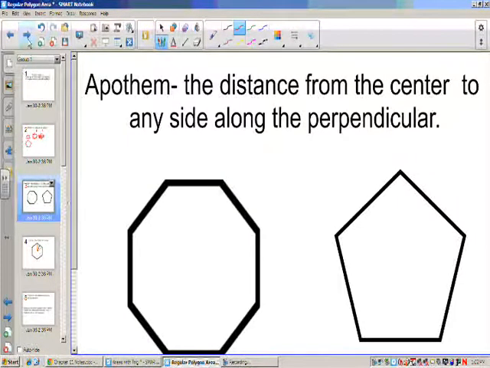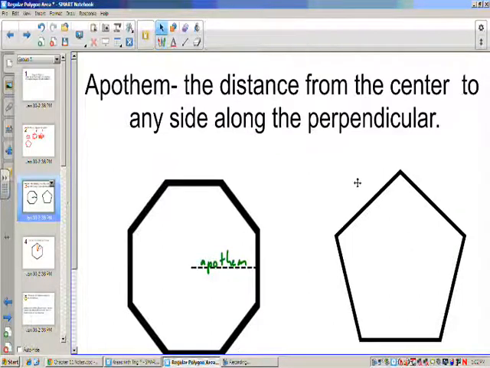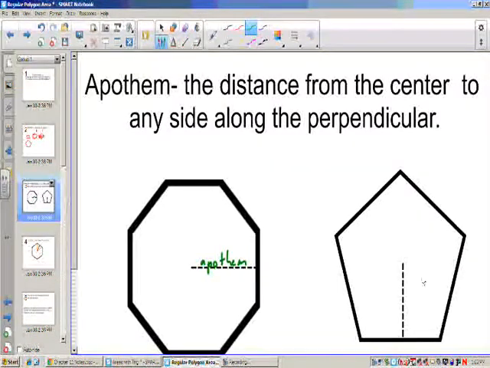Now the apothem is the distance from the center to any side along the perpendicular. So if I start at the center and go to any of the sides, the shortest distance to the side is called the apothem. This is a regular octagon, and if I want to find the apothem, I could pick this one. So we start at the center and go perpendicular to any of the sides.